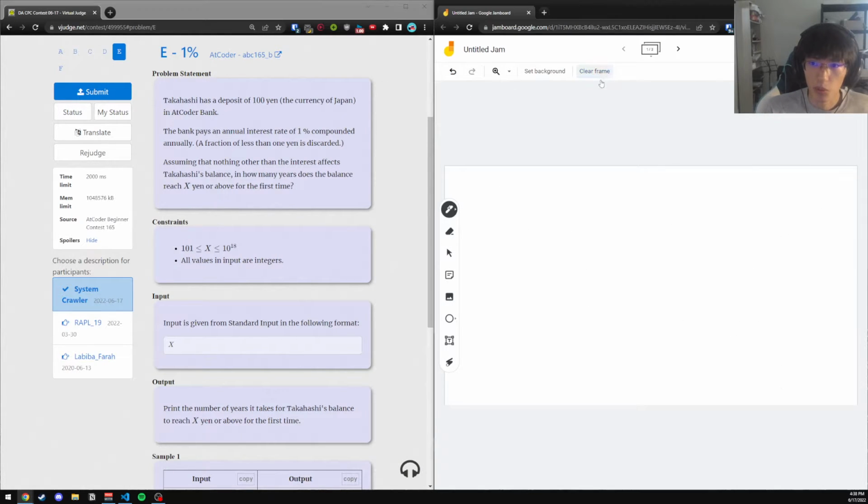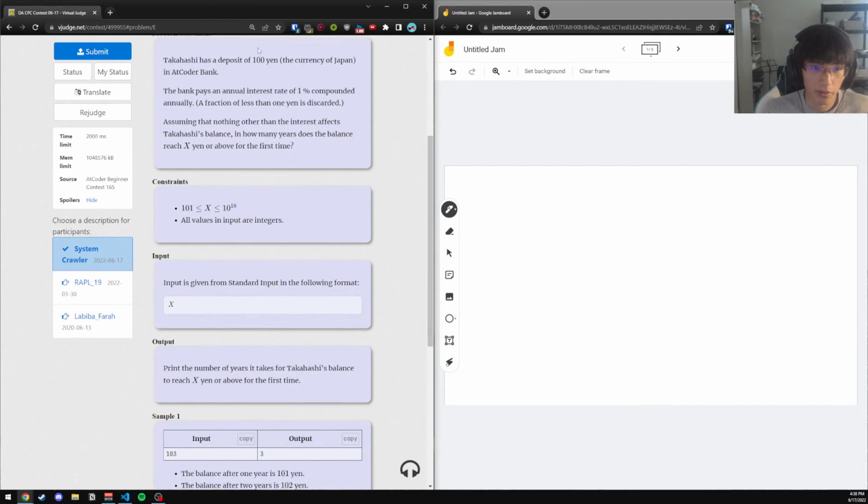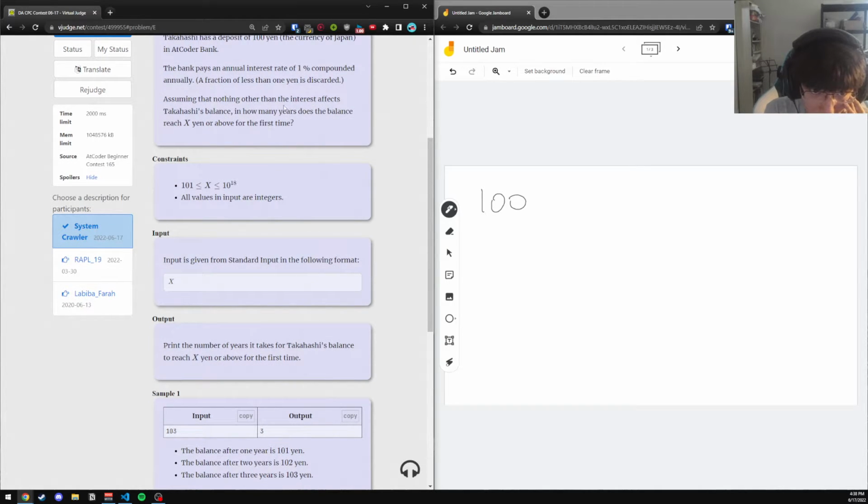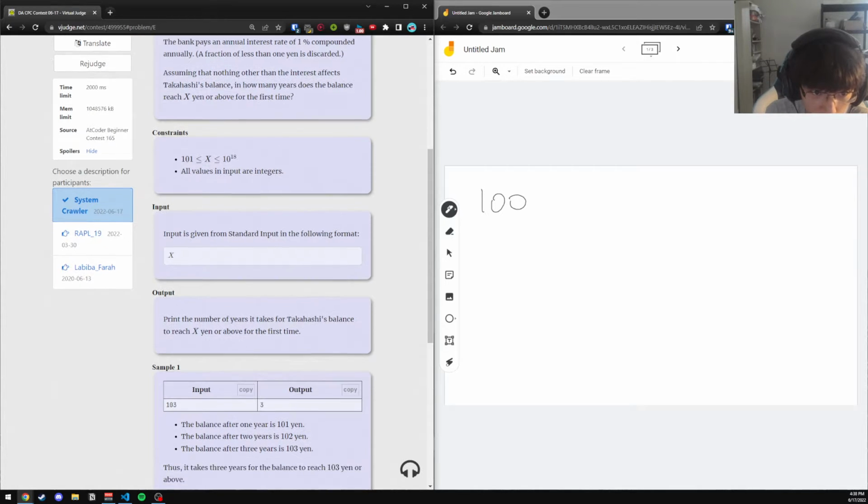Problem E is 1%. So we have a bank. We start with 100 yen, and everyone starts with 100 yen. 100 yen is about $1. So maybe it's around 120 right now, I think, but it's about $1. And the bank pays an annual interest rate of 1% compounded annually, assuming that nothing other than interest rates affects Takahashi's balance. And how many years does the balance reach X yen or above for the first time?